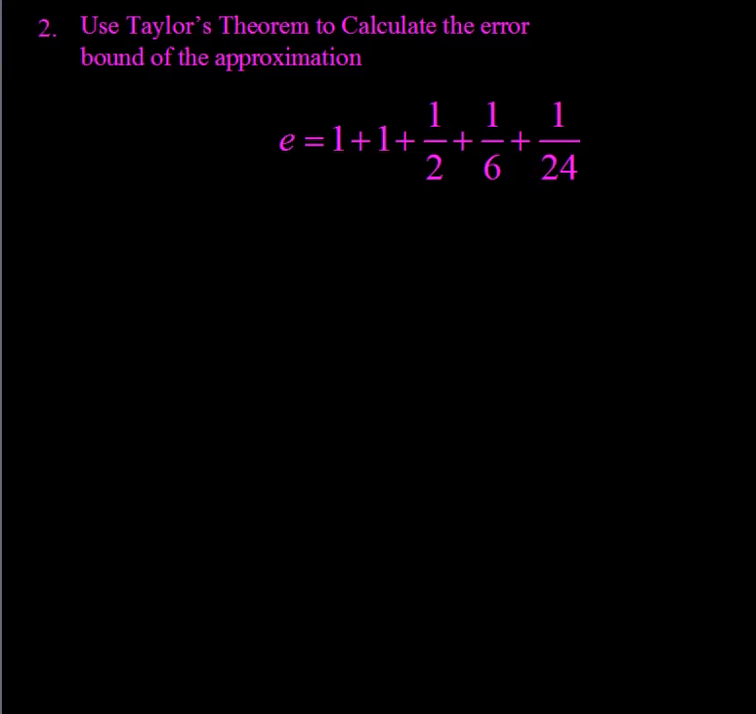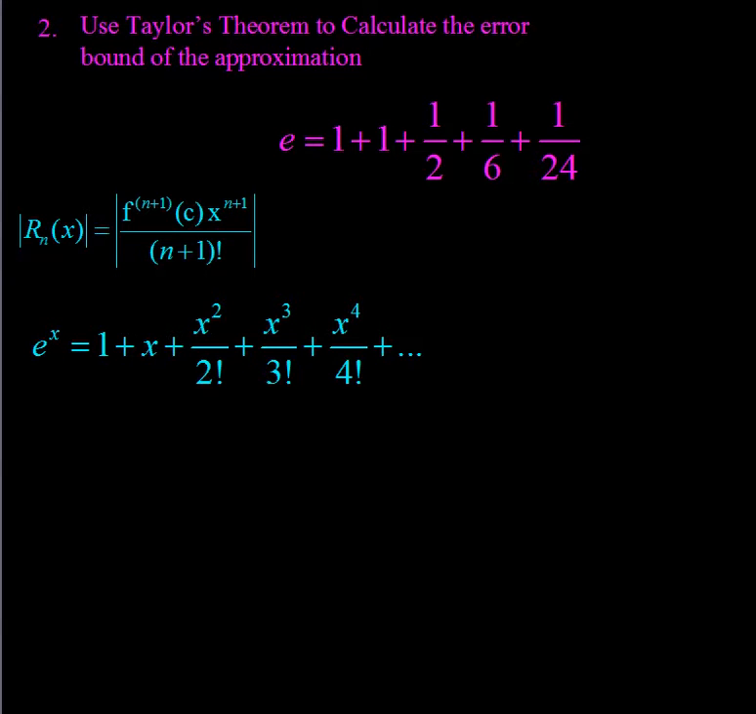So what we need to do is take a look at what the terms are. We're finding the error, so we need the remainder term. There's the general remainder term from the general Taylor series. And let's take a look at the Maclaurin series for e to the x. That's one you should have memorized. So remember, e to the x is 1 plus x plus x squared over 2 factorial plus x cubed over 3 factorial, etc.